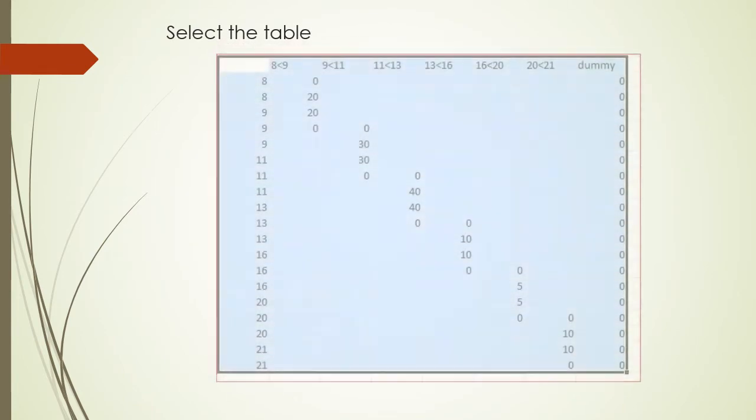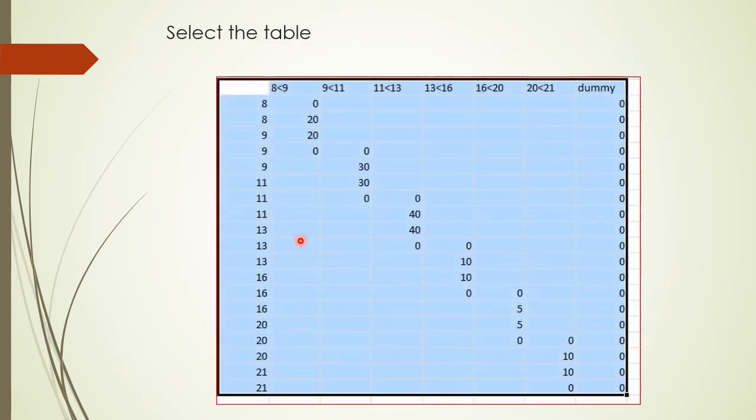Select the table now. We have the table, so select it. This is the table here. We select it, and how do you select that? You can click this particular cell and pull this particular direction until every part of the table is selected. This 21 and this part for the dummy.